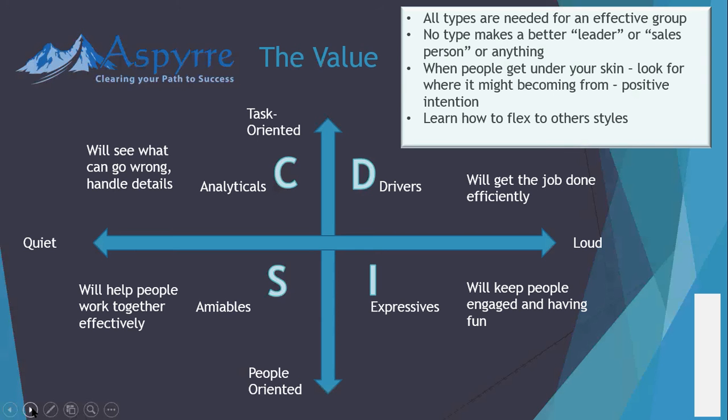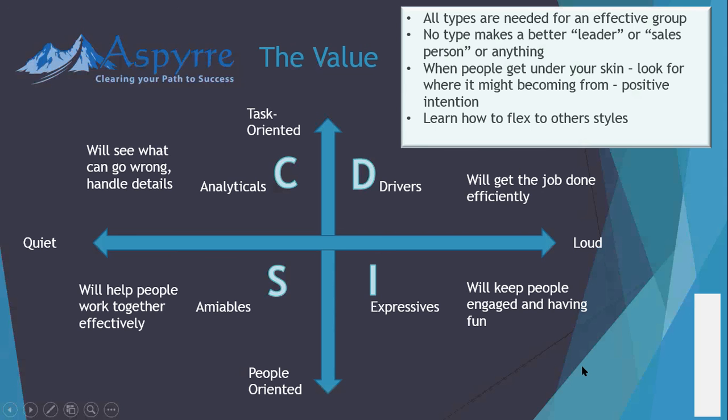When people get under your skin, look for where it might be coming from. Look for the positive intention. If they have a different style from you, try to understand what it's like to be in that style. Keep in mind that no type makes a better leader or salesperson. I have to say, we do stereotype a little bit. We say, oh, the drivers make leaders, the expressives are salespeople, the amiables are the HR people, and the analyticals are the engineers and the finance people. But it doesn't always fall out that way, so be really careful about stereotyping people.